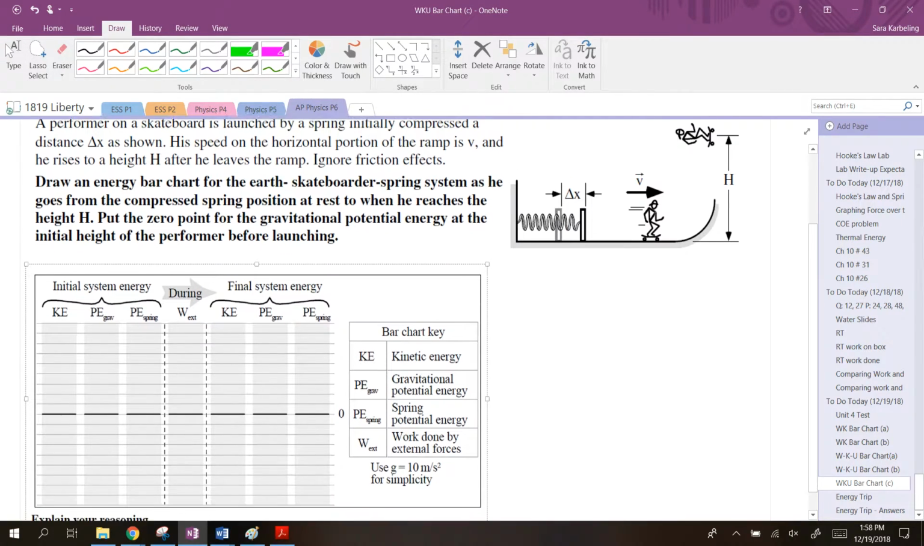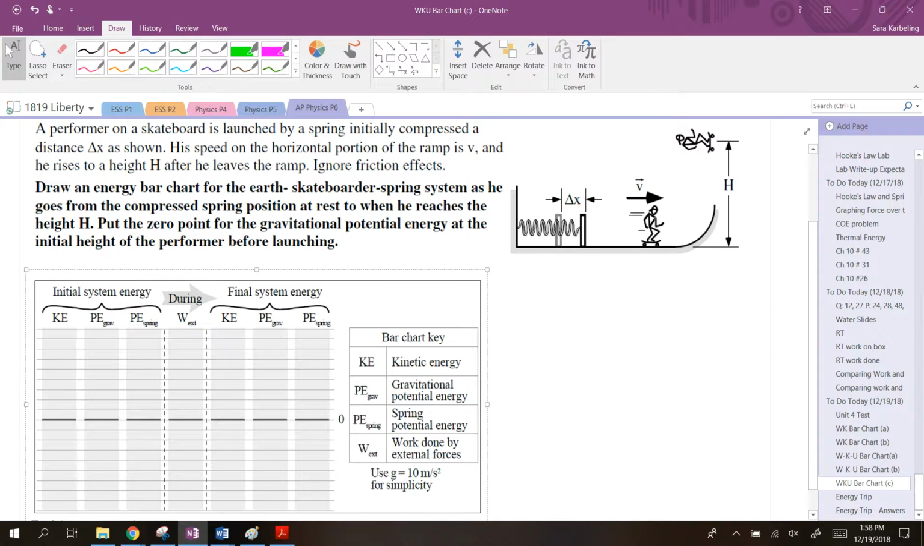All right, let's talk about this one. A skateboarder, he's really cool. A skateboarder is launched by a spring that's initially compressed to distance x as shown. His speed on the horizontal portion of the ramp is v, and then he rises to a height h after leaving the ramp. We're going to ignore friction. Draw an energy bar chart for the Earth skateboard spring system as he goes from the compressed spring at rest to when he reaches the height h. Put the 0 point for the gravitational potential energy at the initial height of the performer.